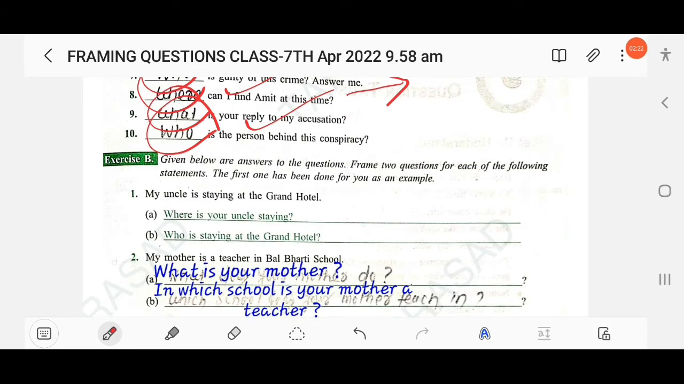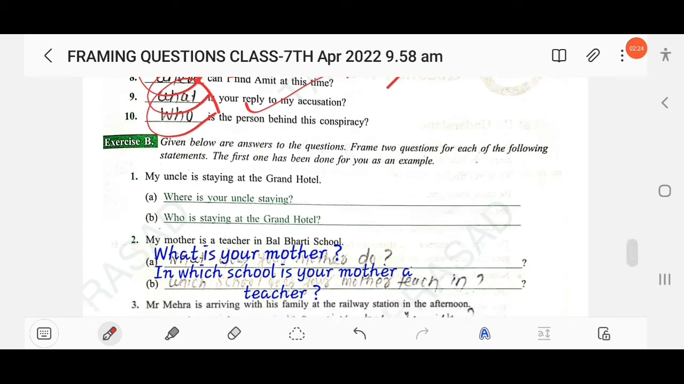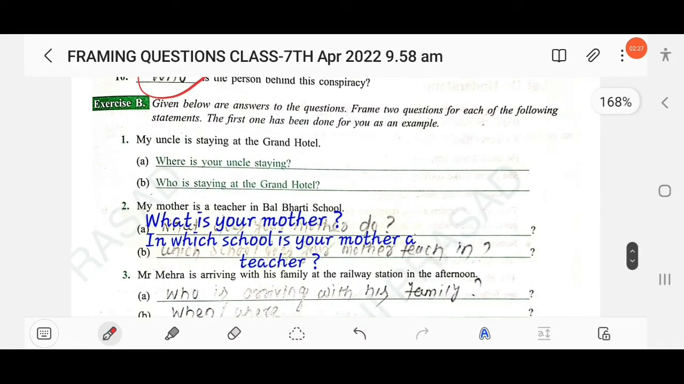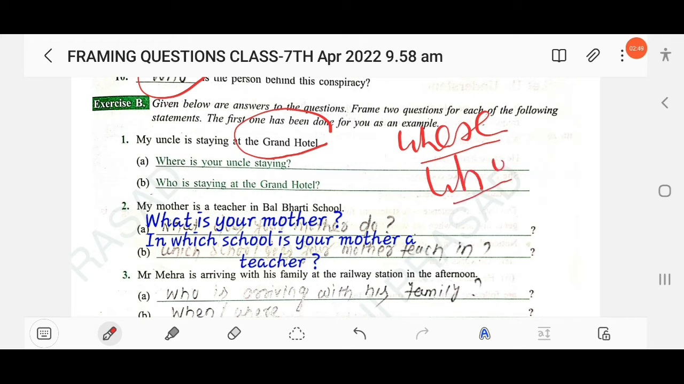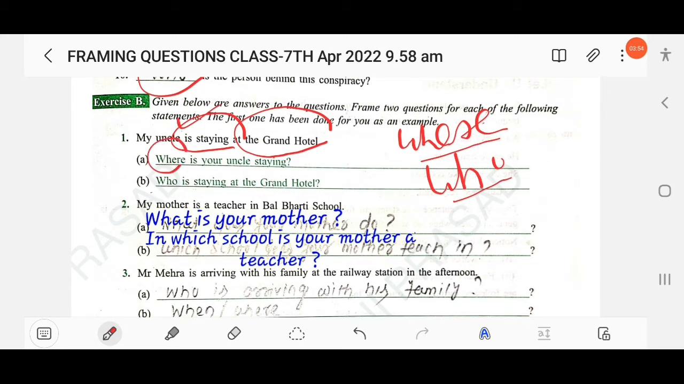Next, given below are answers to the questions. Frame two questions for each of the following statements. The first one has been done for you as an example. My uncle is staying at the Grand Hotel. Here you have to form two questions. The first, as the hotel name is provided, we have to use where. Then second, to know the person, the subject, you have to ask the question who. Present progressive tense is used, is staying. So: where is your uncle staying? Then next: who is staying at the Grand Hotel?